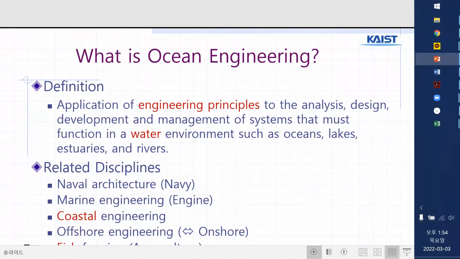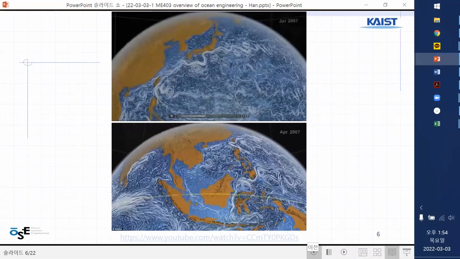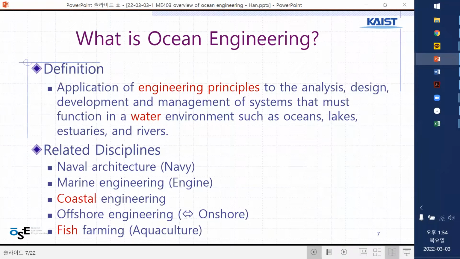Right. Any questions? So what is ocean engineering? This is the application of engineering principles, all the engineering principles, to the water environment, such as ocean, lakes, and rivers. Application to the analysis, design, development, and management of systems.